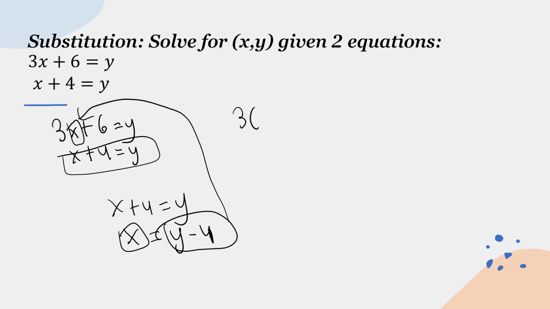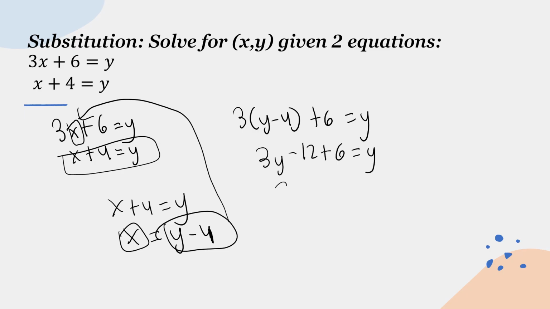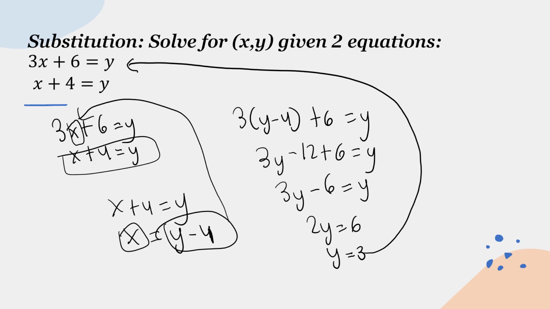So let's do that. 3 times y minus 4 plus 6 equals y. So you get 3y minus 12 plus 6 equals y, or 3y minus 6 is supposed to equal y. So after some simplifying, you get 2y is equal to 6 and y is equal to 3. So now let's plug this value into this equation so we can find the x value too. So you get 3x plus 6 is equal to 3. And so you get 3x is equal to negative 3 and x is equal to negative 1. So your solution is going to be negative 1 comma 3.